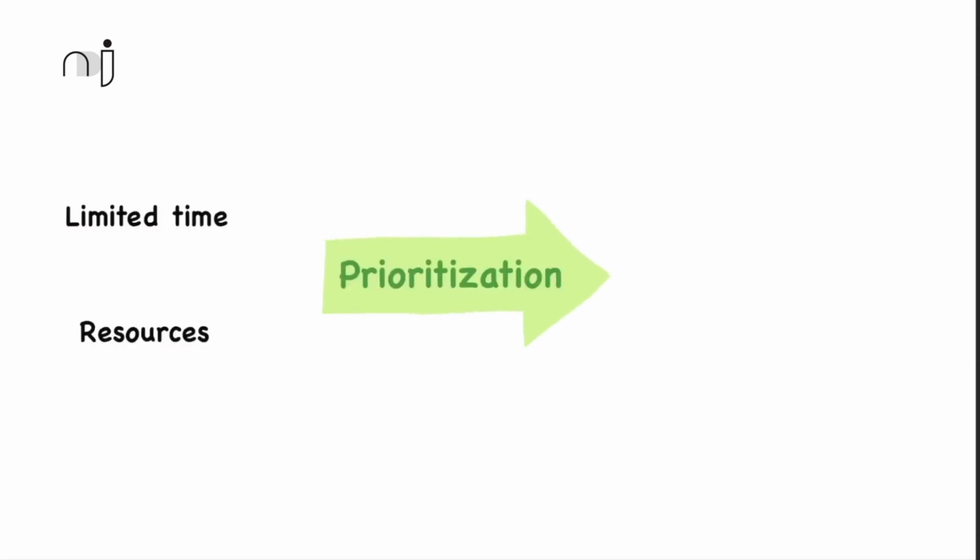In the real world, we often face constraints like limited time and resources. Prioritization helps us make informed decisions, ensuring maximum value for users, and achieving our design goals effectively.